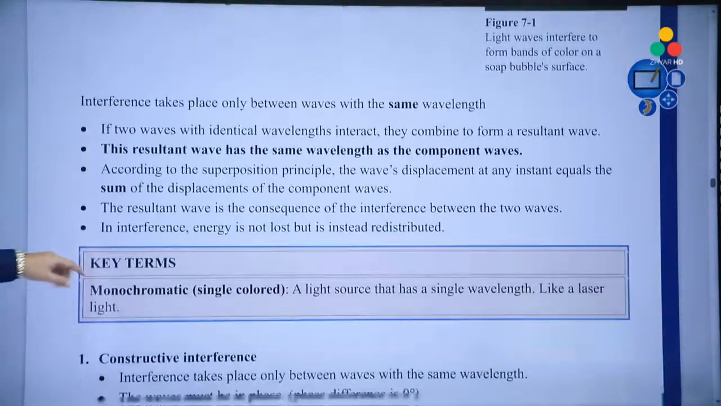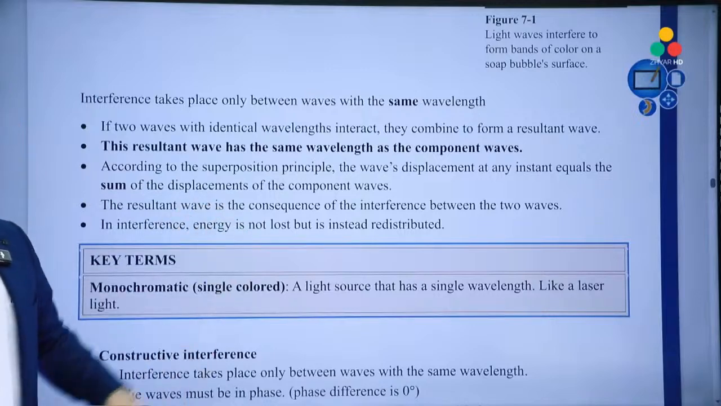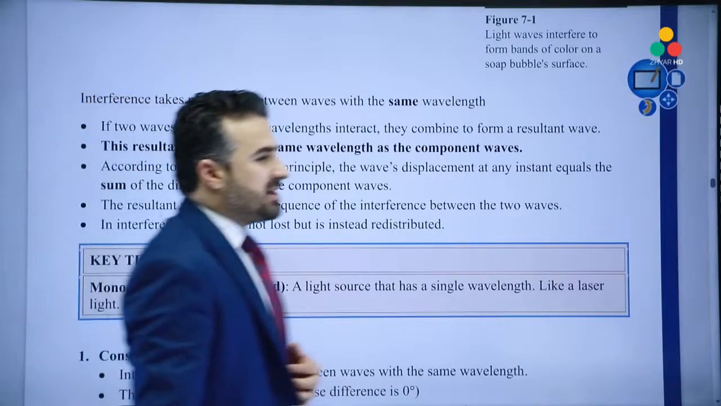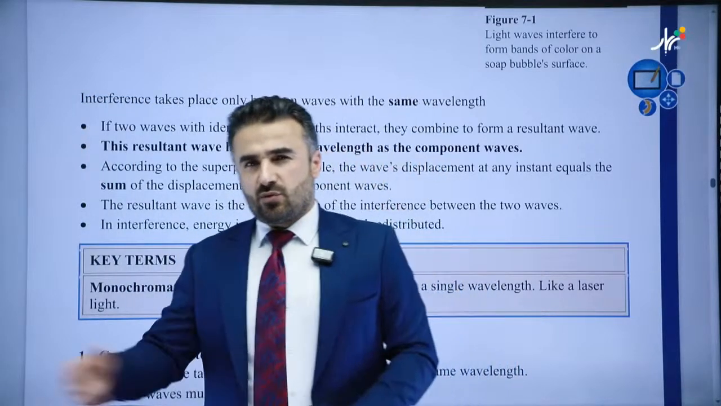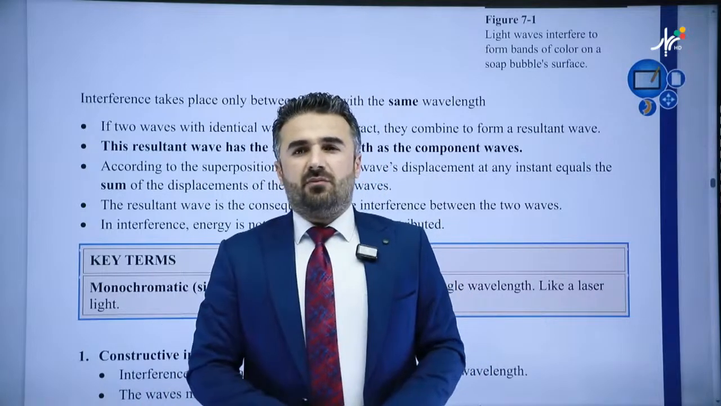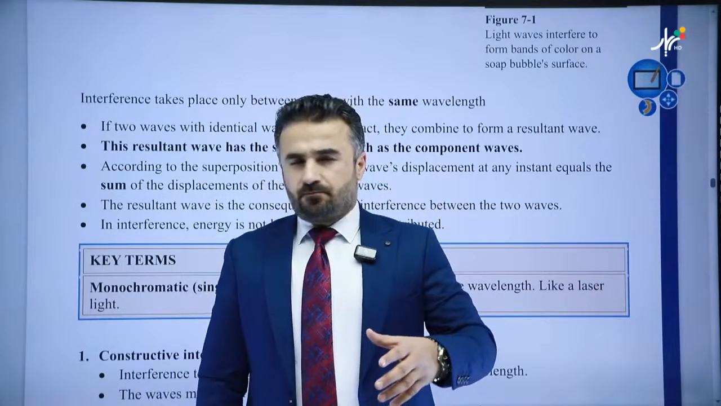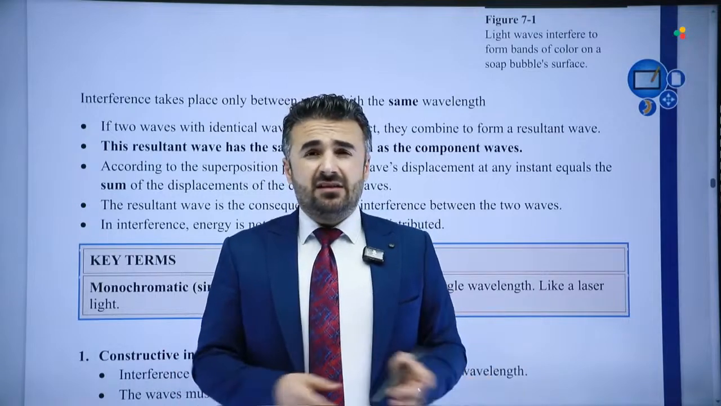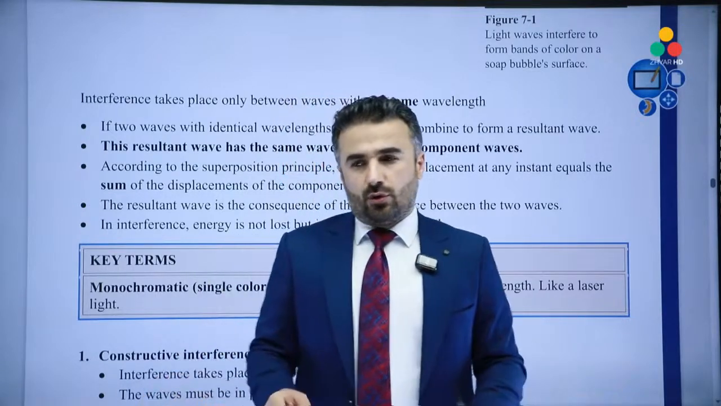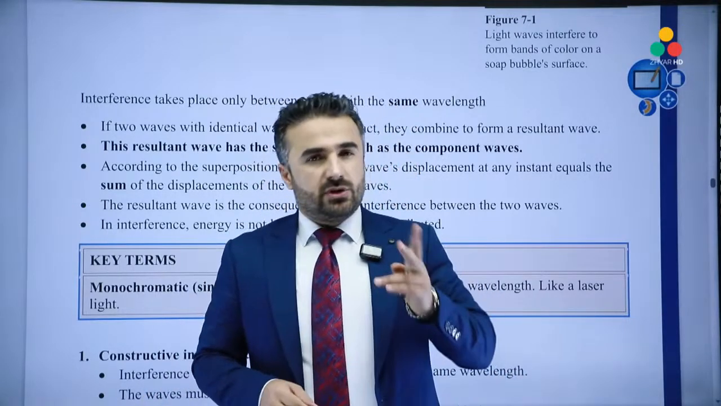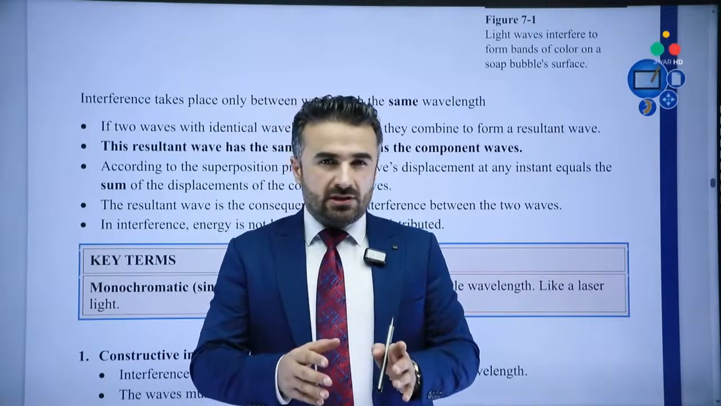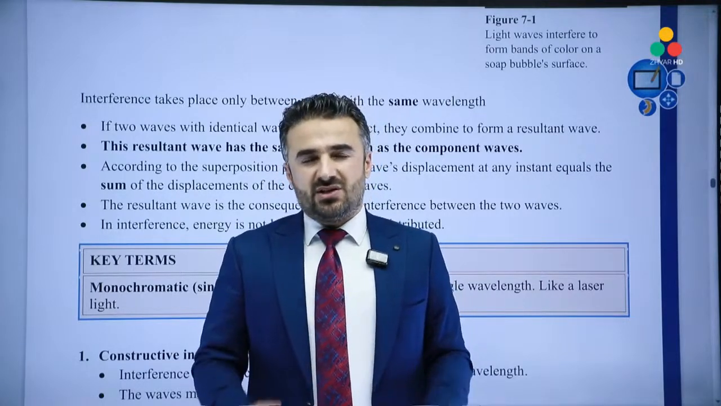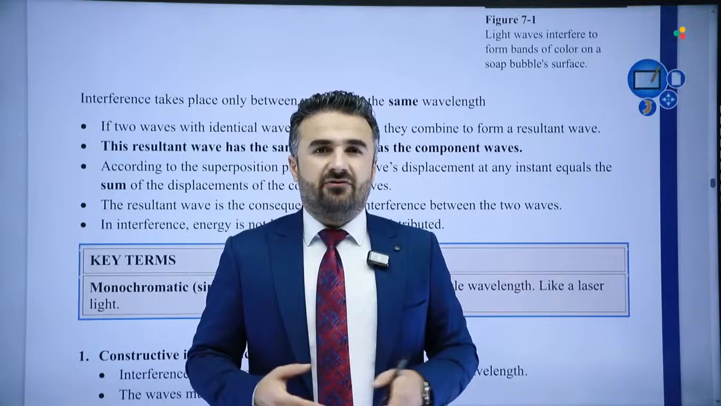Now, interference takes place between waves with the same wavelength. What do I mean by this? Let's say you have two waves, one of them is red, the other one is green, or any other colors. Interference will not take place between two different frequencies. So if you want interference to take place, you must have waves that have the same frequency.